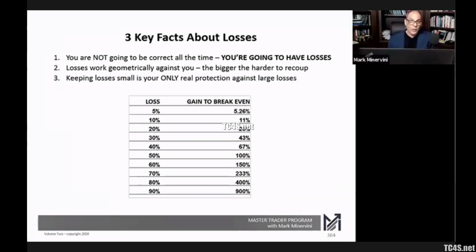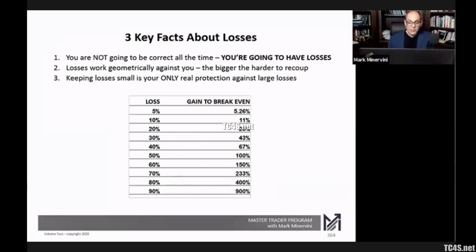Number two, losses work geometrically against you. The larger the loss, the more difficult it is to recoup. And the only protection against that is keeping your losses small before they get large. So real quick, why do we want to cap our losses at, say, 8 or 10%? Well, there are 2 reasons. One is pure math.